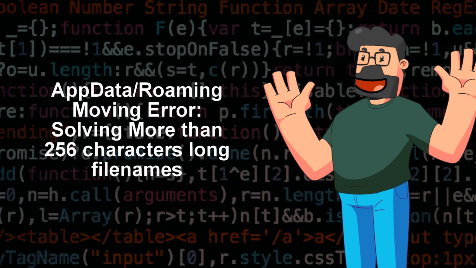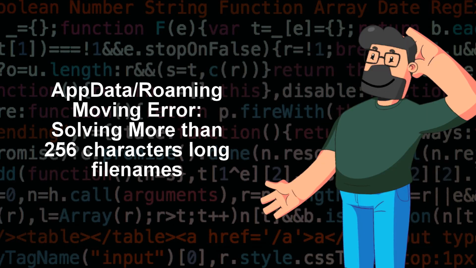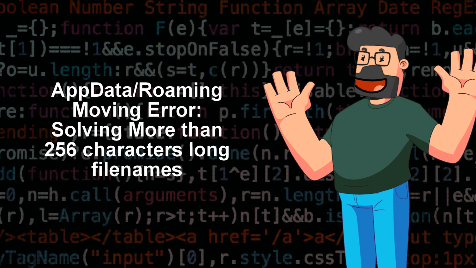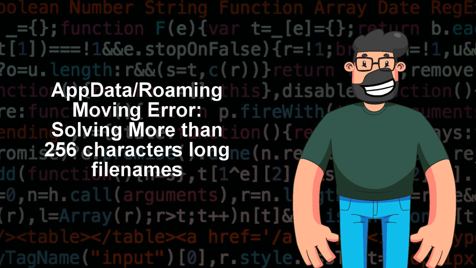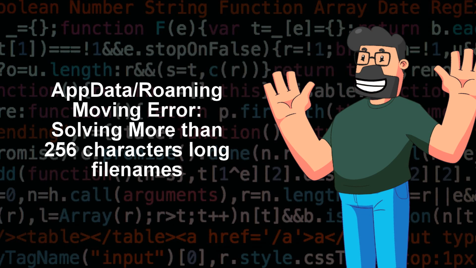Let's talk about a common problem many Windows users face when trying to change the location of their AppData Roaming folder to another partition on the same disk. The issue arises when attempting to move the folder, and an error message pops up, mentioning something about files having names longer than 256 characters. This can be quite frustrating, especially if your Windows 10 partition is running out of space, which is indicated by the Devices and Units section.